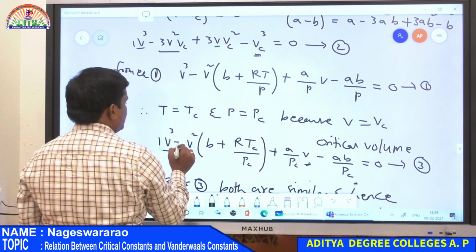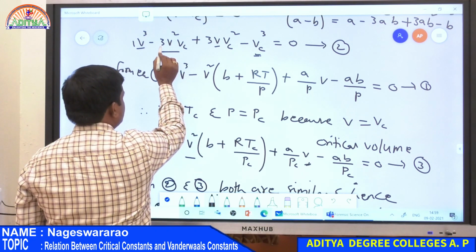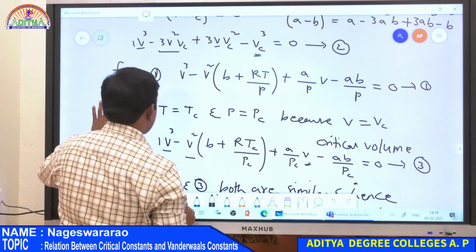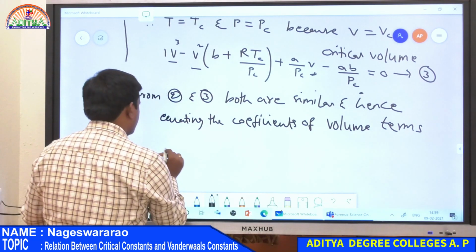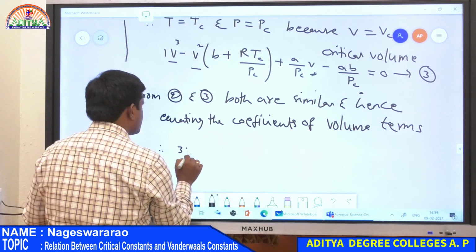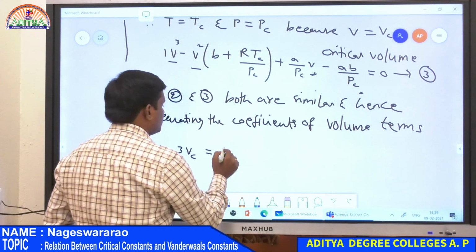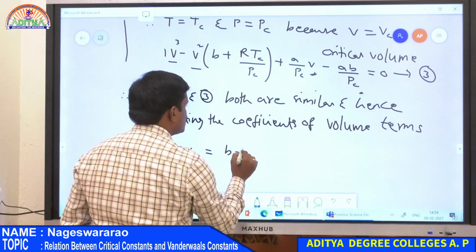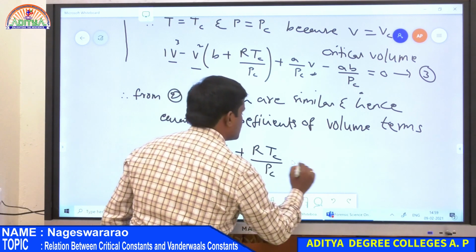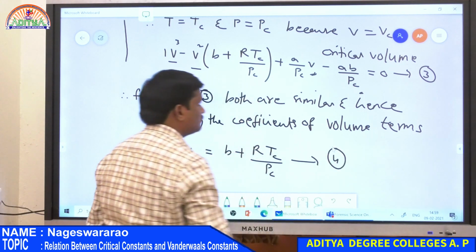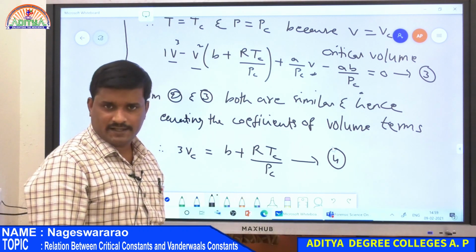So, minus minus, and this is the V square term, this is the V square term. The remaining term is 3 into Vc. Therefore, 3 into Vc is equal to, what is the V square term in equation 3? That is equal to B plus RTc by Pc. This is taken as equation number 4. So, these are the coefficients of the V square term.